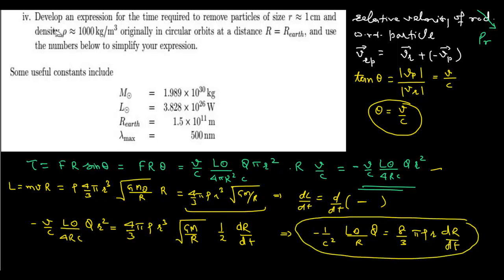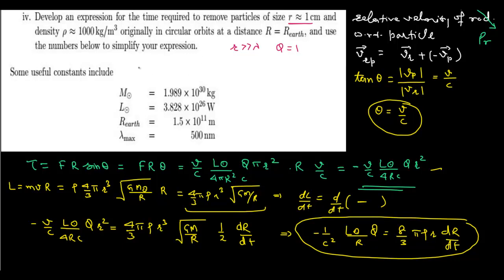Now in part 4 he is asking to develop an expression for the time required to remove particles of size r that are around 1 centimeter and density 1000 kilogram per meter cube, originally in circular orbit at distance r, and that separation is equal to the distance from the sun to the earth, and use the numbers below to simplify your expression. Now here if you observe that this r is almost 1 centimeter, this means the size of the particle is very much greater than the wavelength of the radiation, and under this condition we are given q equal to 1 in part A of the problem.